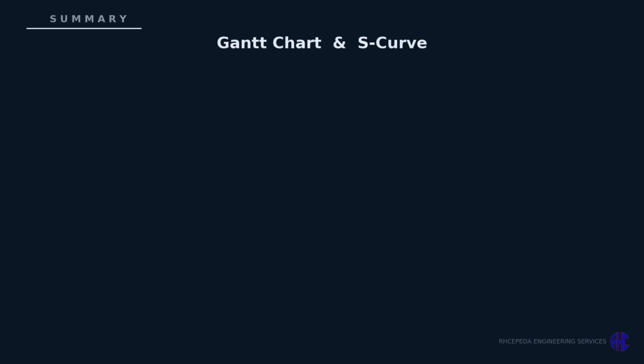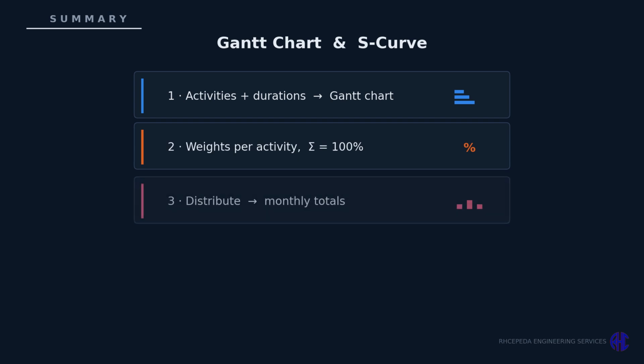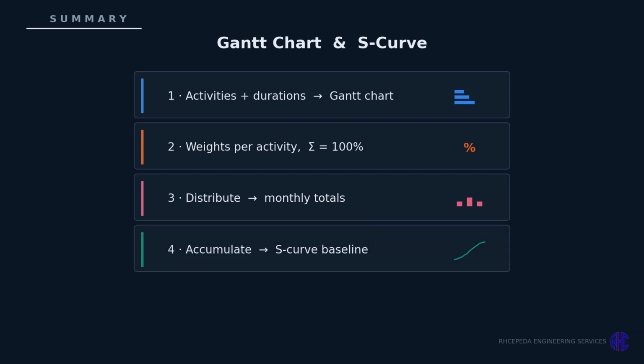Let's recap. List the activities and their durations, and sequence them into a Gantt chart. Assign each activity its weight, summing to 100%. Distribute the weights over the schedule, and total each month. Then accumulate and plot the S-curve, your baseline for tracking actual progress, month after month. Master these two tools, and you can plan and control any construction project.